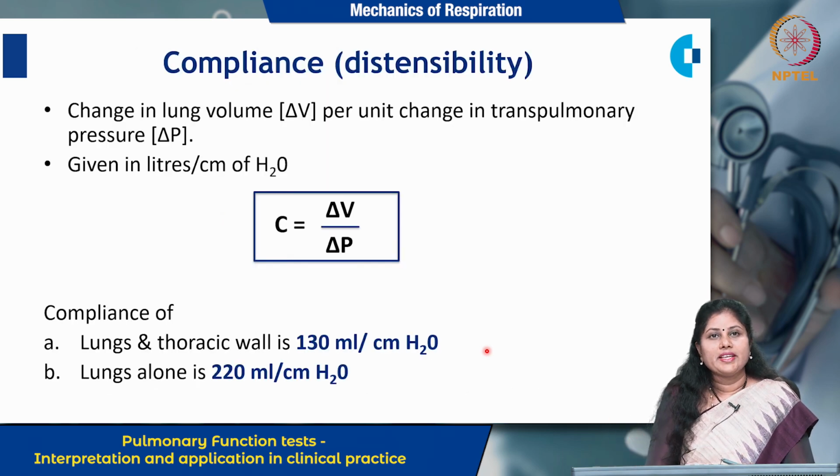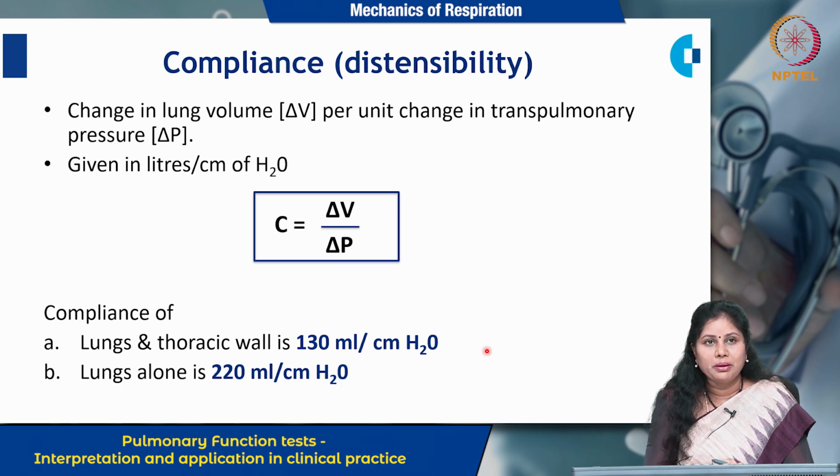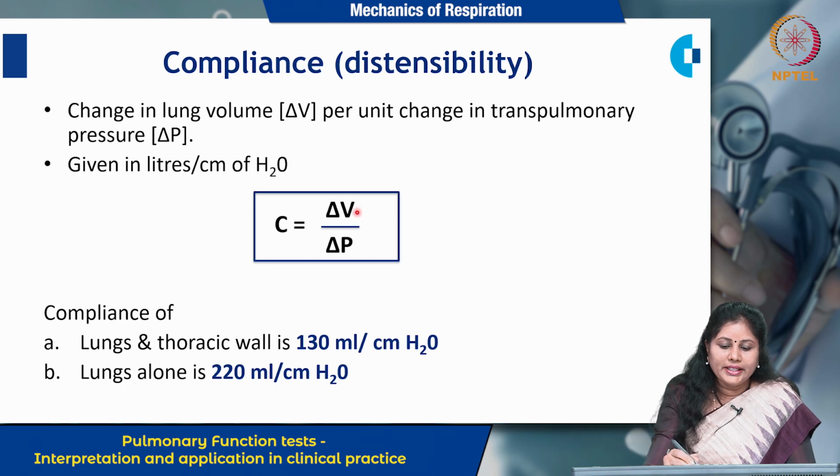Now what is compliance basically? By definition, it is the distensibility. It is the change in the lung volume per unit change in the transpulmonary pressure. It is given by the formula delta V by delta P, that is, the change in volume per unit change in pressure, and it is represented in liters per centimeter of water.